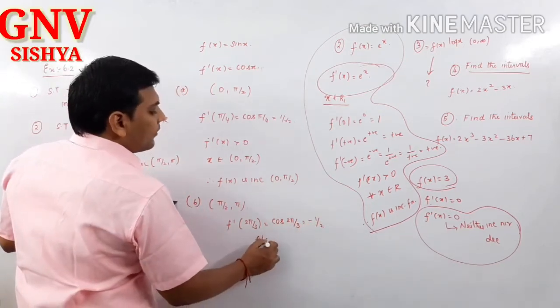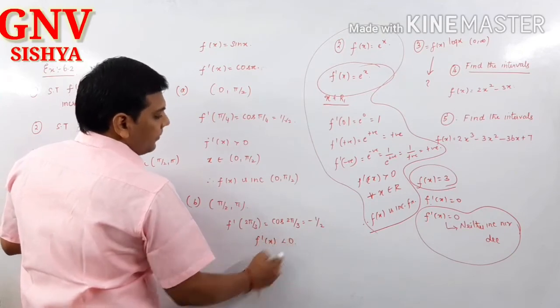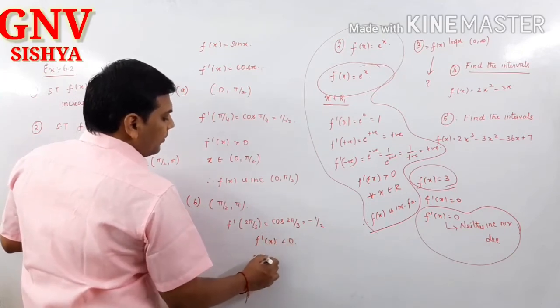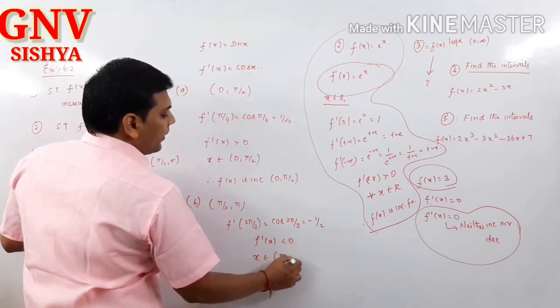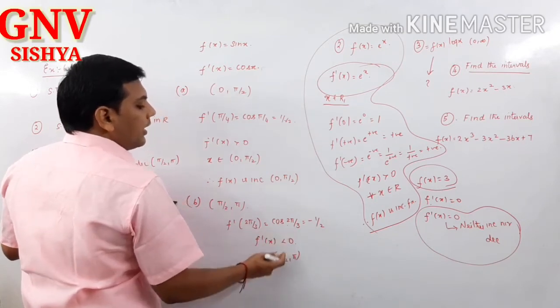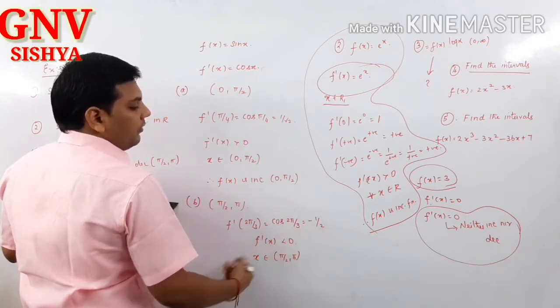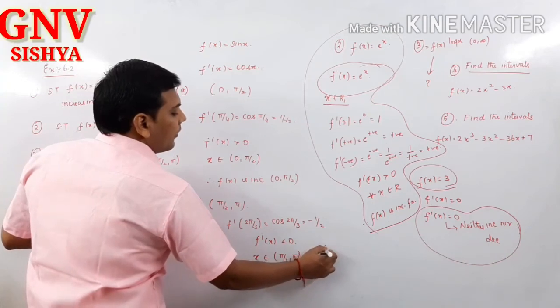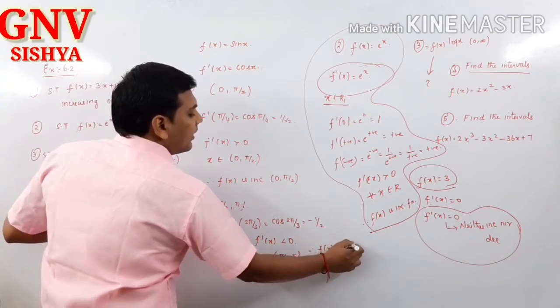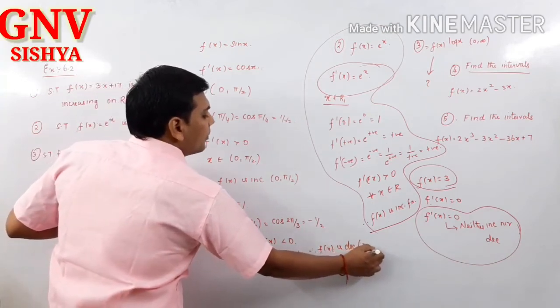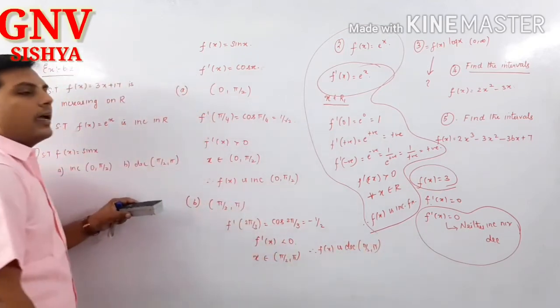So it means your f dash of x is less than 0 for all x belonging to the interval pi by 2 to pi. In the second quadrant cos theta is negative. So with that logic I can say, therefore f of x is decreasing in the interval pi by 2 to pi. Can you understand?